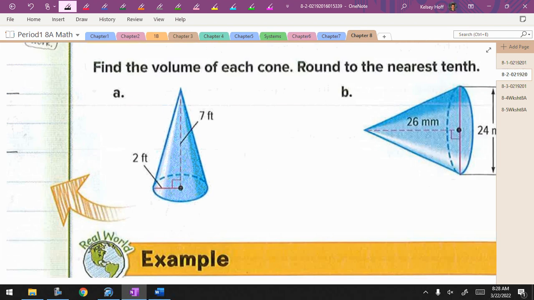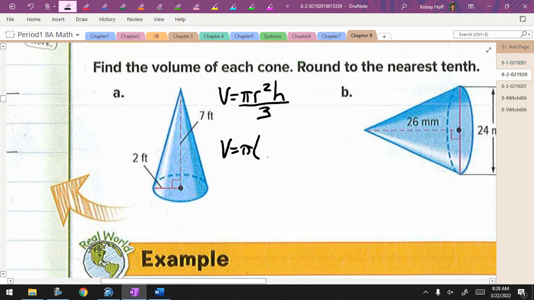So it says find the volume of each cone. Write the formula. V equals pi radius squared height. What's the new piece today? Divided by 3. So write the formula to start with. Pi radius squared height, all divided by 3. Then we have to fill in the radius and the height. So V equals pi. What's my radius? 2. Ooh, 2 or 7? 2. How do you know it's 2, Courtney?